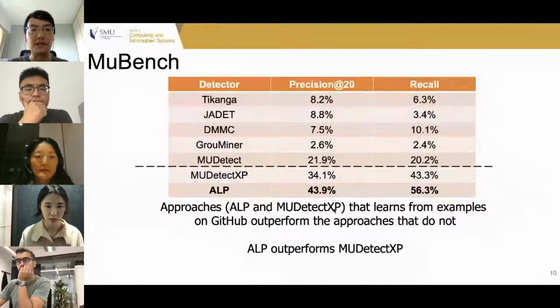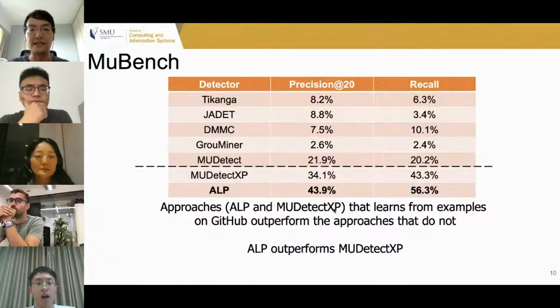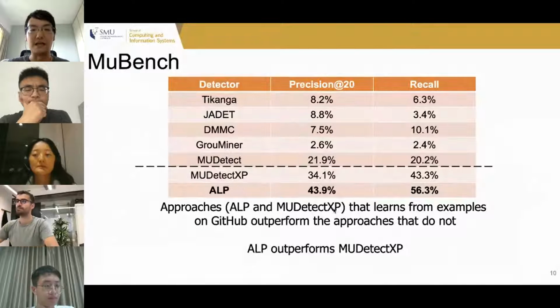And then afterwards, we evaluated our work that we term ELP on MuBench, which is a standard benchmark for detecting API misuses. And then we find that we outperform the previous approach, MUDetectXP. So in the first half of this table, we see approaches that mine patterns from examples within a single project. And then subsequently, MUDetectXP mines projects and examples from GitHub, and they had substantial improvements.